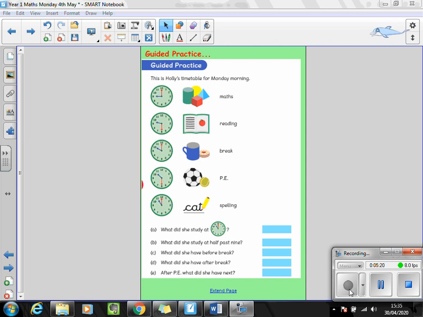Question A. What did she study at 11 o'clock? Question B. What did she study at 9:30? Question C. What lesson did she have before break? Question D. What lesson did she have after break? And question E. After PE, what did she have next? Talk through these answers with your adult to make sure you really understand them and understand that language of before, after, and next.